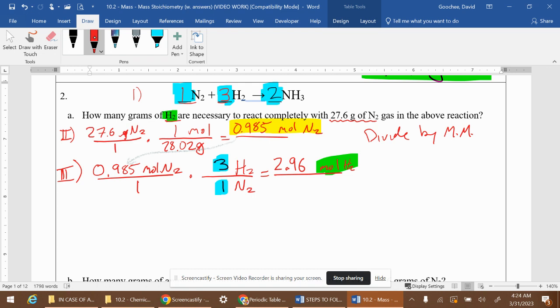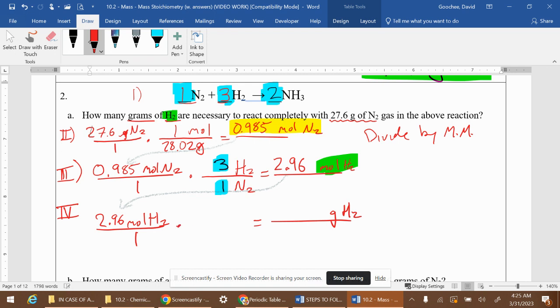So 27.6 grams of nitrogen is 0.985 moles of nitrogen. 0.985 moles of nitrogen would result in also consuming 2.96 moles of hydrogen. And the last step, we have to take these 2.96 moles of hydrogen and we have to figure out how many grams that's going to be.